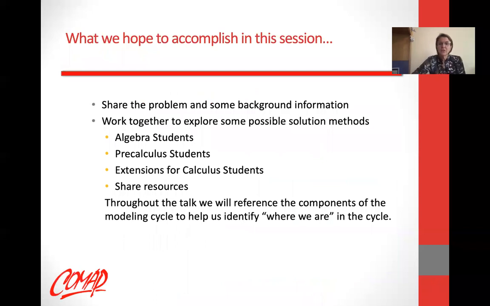So what I'd like to do is share the problem and some background information. Also, like I said, think about working together if you were using this maybe in your PLC, or if you're working with your colleagues or students, how we might stop and think about the approach at various levels, so that we're not just revealing a solution, but instead thinking about a modeling process.